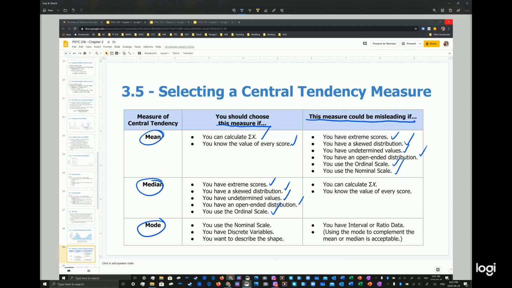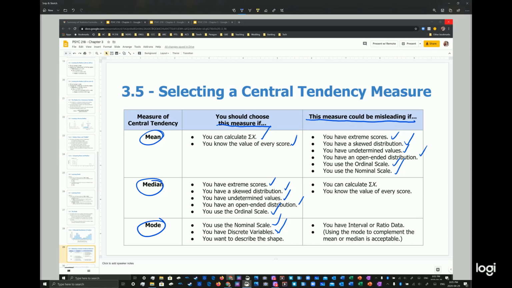So when you work with other scales, mode is good because you simply have to count them, and there's no order to them, it's just categories. Discrete variables are also good for mode because you're not looking at a continuous variable or an interval ratio scale. You just want to know, with the mode, what's the most frequent score? What's to be expected?